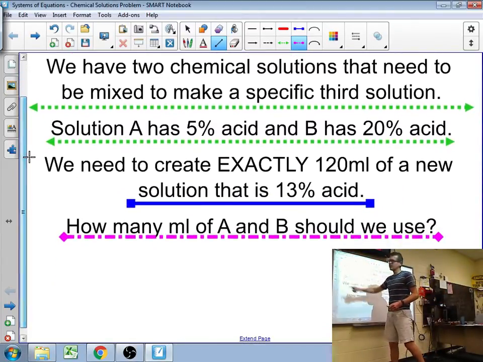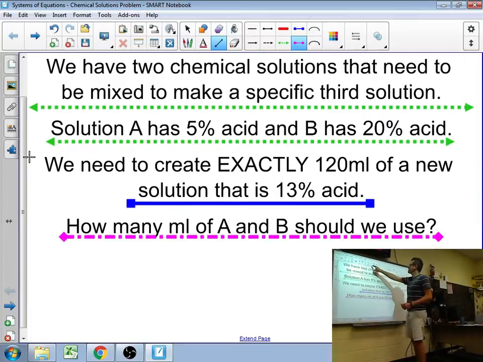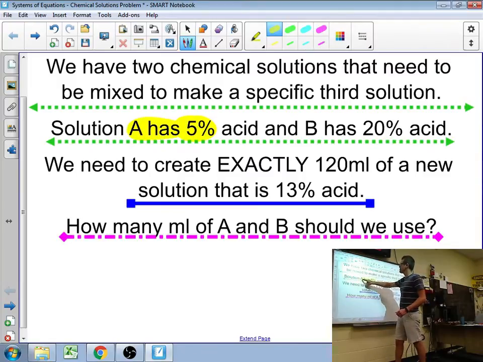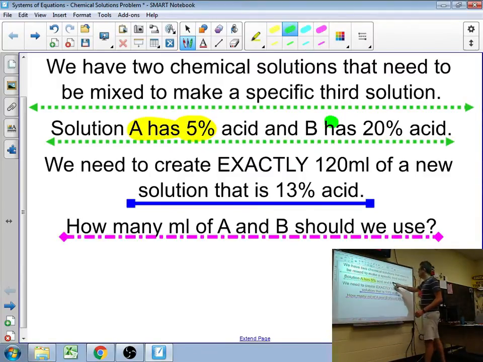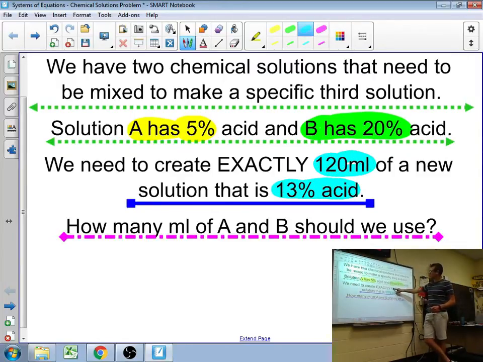So what we have here is one of those chemical solution problems, and this is actually one of the most popular types of systems of equation problems just because of how it makes you think. So we start out with two solutions. We have solution A, which is a lesser acidic solution. It has 5% acidity. Solution B has 20% acidity, and we need to make a new solution. We can call it solution C or whatever we want. That is 13% acidity, and we need exactly 120 milliliters of this.